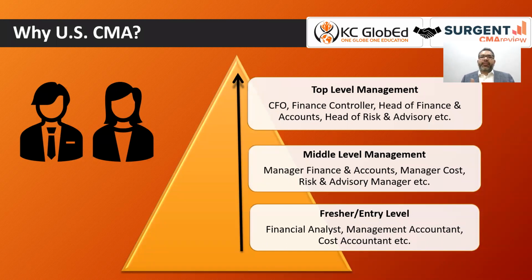And then once you have 5 to 8 years or 5 to 10 years of experience, you'll reach the top level of management. That is CEO, CFO, finance controller, head of finance, head of accounts, head of finance and accounts, head of risk advisory, head of risk assessment, and head of ethics and compliance, and so on. So you can see where you would be after 2 years, after 5 years, and 8 to 10 years down the line after doing a CMA. It gives you a path or direction in which your career would be built by doing a US CMA. Now, moving on to the next slide.